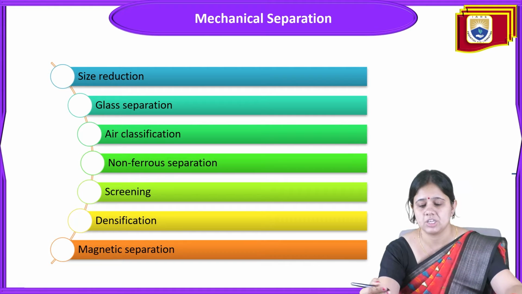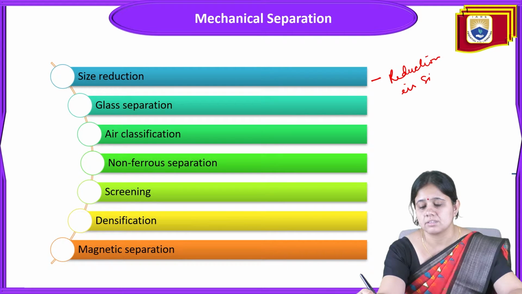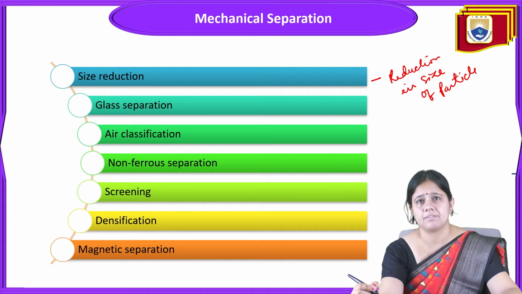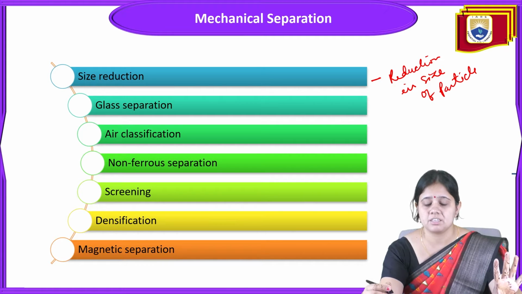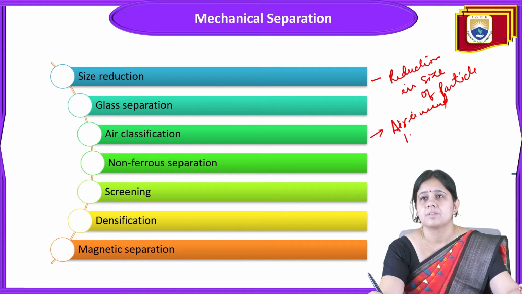First is size reduction, the reduction in the size of particles, like shredding and everything. Then separation of glass particles, then air classification, where air is used to classify or segregate the waste.